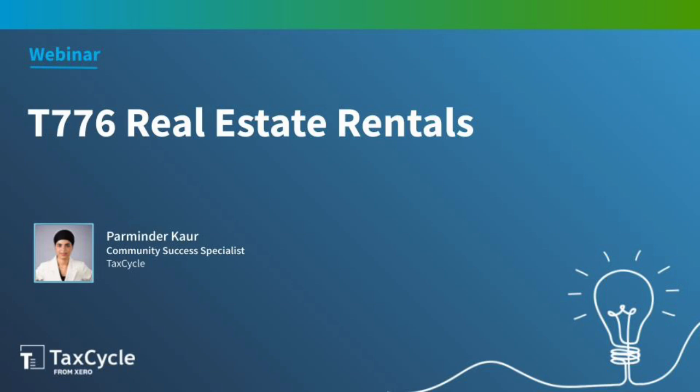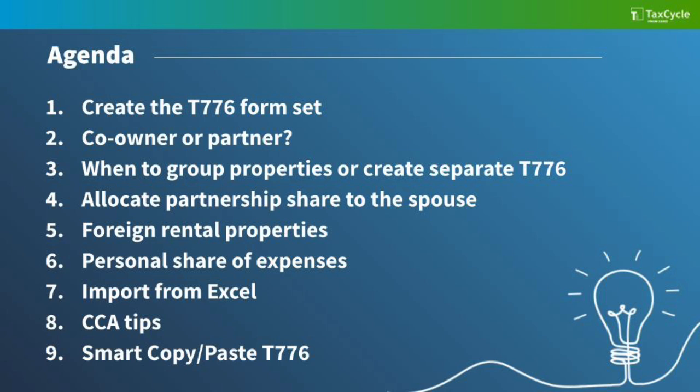So I will be walking you through the whole process of how you can create T776 forms. What we are going to talk about today: creating the T776 form set, whether or not your client is a co-owner or partner, and making sure you select the right options. When to create one or multiple T776s, how to allocate a share to the spouse, how to enter foreign rental property and claim a personal share of the expenses, and import some data from Excel. If you want to try that, you can do that as well. And a couple of tips related to CCA, and finally, hopefully at the end, smart copy paste of a T776 into another partner's return.